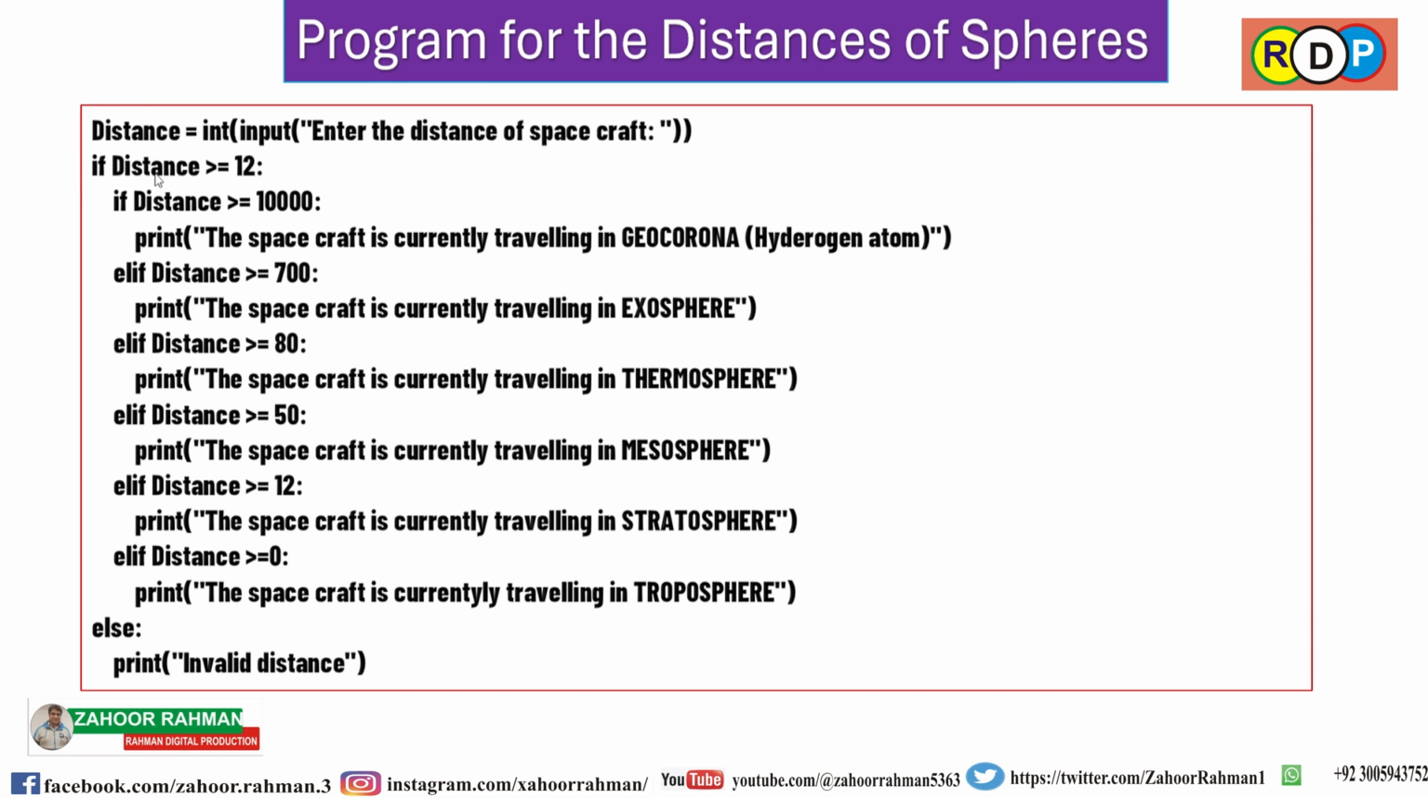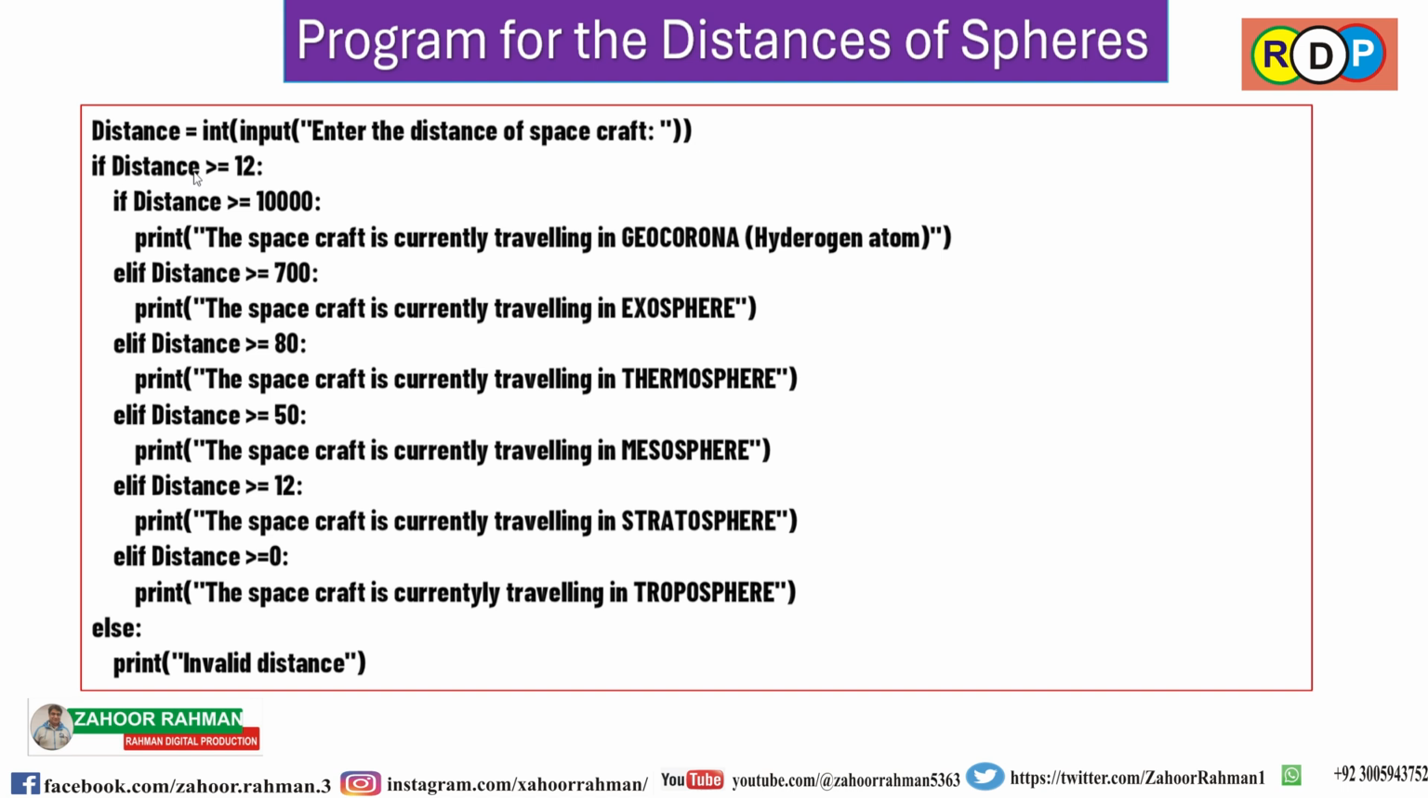So if the distance is greater than or equal to 12, then you will see that this if is indented from the beginning of the line, so it is a nested if. First this will be checked. If this is true, then it will check this condition, but if this is false, it will come directly to the else and it will give you invalid distance. For example, if somebody is entering -1, we will check that value when we run the actual program.